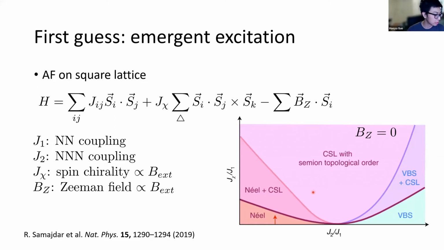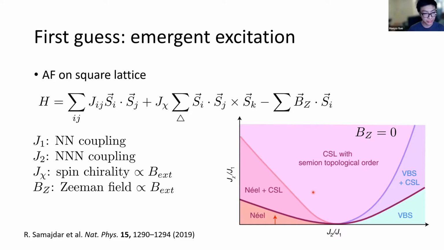Okay, so we are not. So here J chi can actually be very small. So I think the idea is that, right, there are some numerical studies of this model which show that a very tiny J chi, on the order of 10 to the minus third J1, is sufficient to induce a chiral spin liquid.